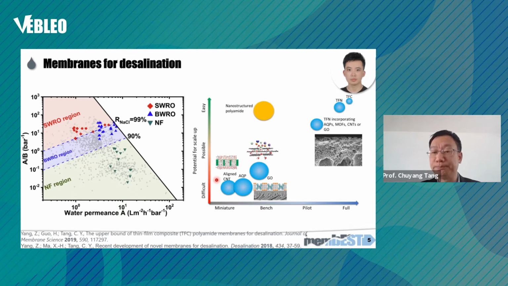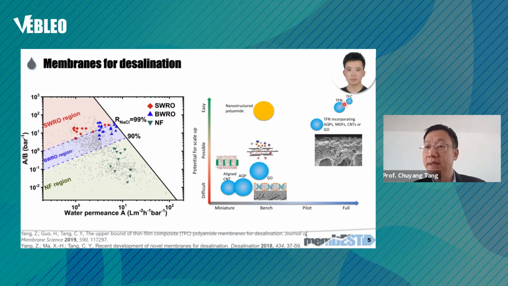In this diagram, just to remind you, the size of the circle is used to indicate the potential breakthrough. Another interesting material is called aquaporin. Aquaporin basically is water channel proteins. This is a very fantastic material, very permeable, highly selective. But then again, when we look at the scale of development, it's still at bench scale, between miniature scale and bench scale.